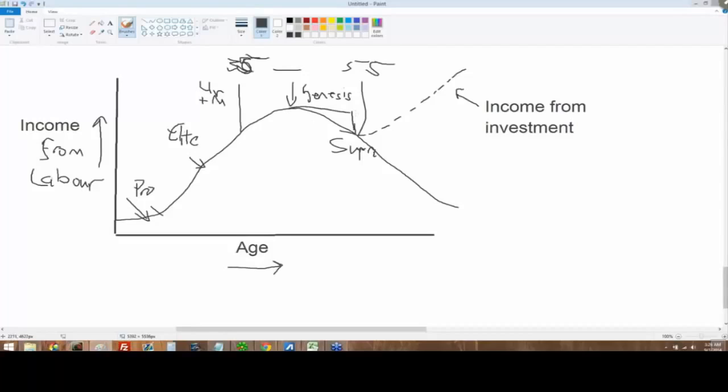So your chart in DS Domination doesn't look like this. It actually looks something like this, okay? Your income doesn't go down. Like typical jobs, your income from labor doesn't go down after 55 because there is no true labor involved with DS Domination. Okay, Supremacy is going to sustain your income level there.